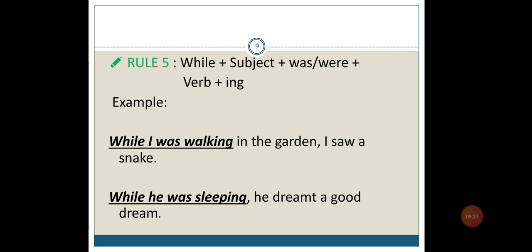While I was walking, past continuous tense, in the garden, I saw a snake. While he was sleeping, he dreamt a good dream. So we can see if while is followed by a subject, then we must use the past continuous tense of the verb.